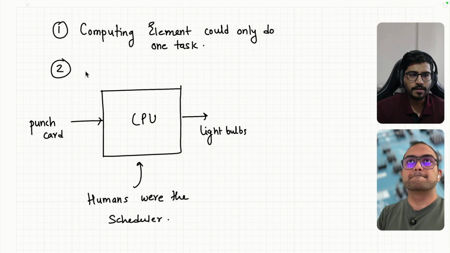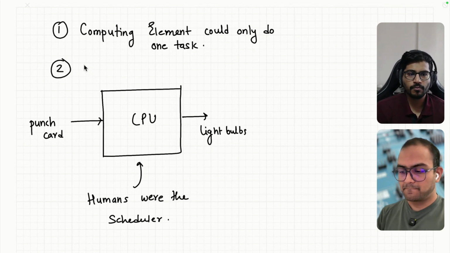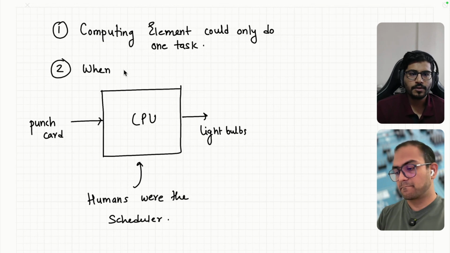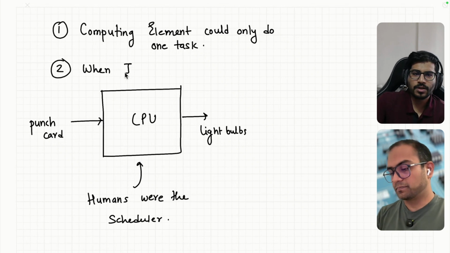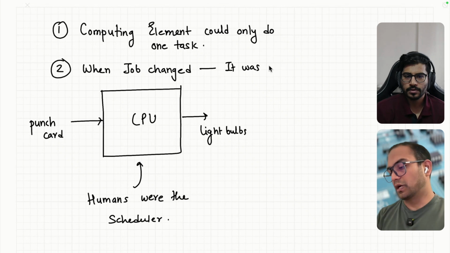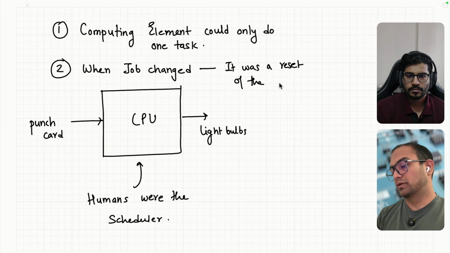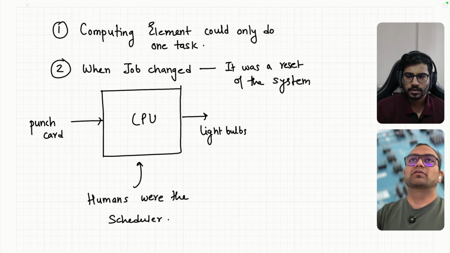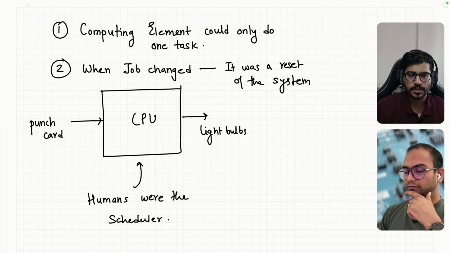So the second point is that when the job changed from one card to another card, it would essentially be a reset for the entire computing system. So your memory would get wiped out, all the state would change. There would be nothing of the past job which would affect your current one. Right. So essentially, the system would be shut down, let's say, or reset. New program loaded into it, and then it will start. Precise. Fair.